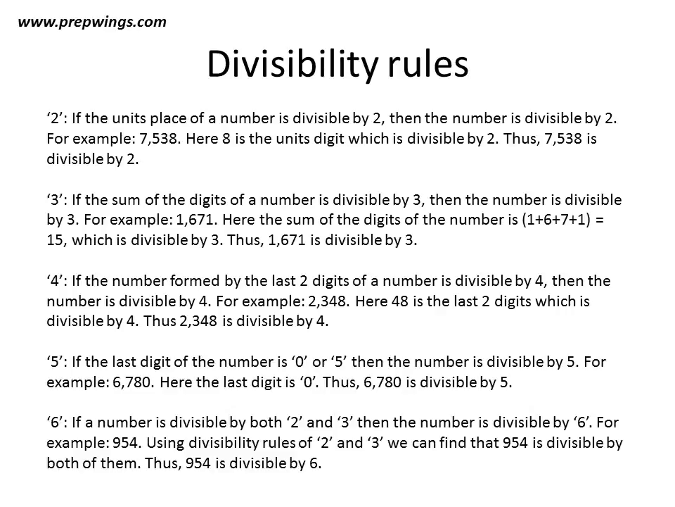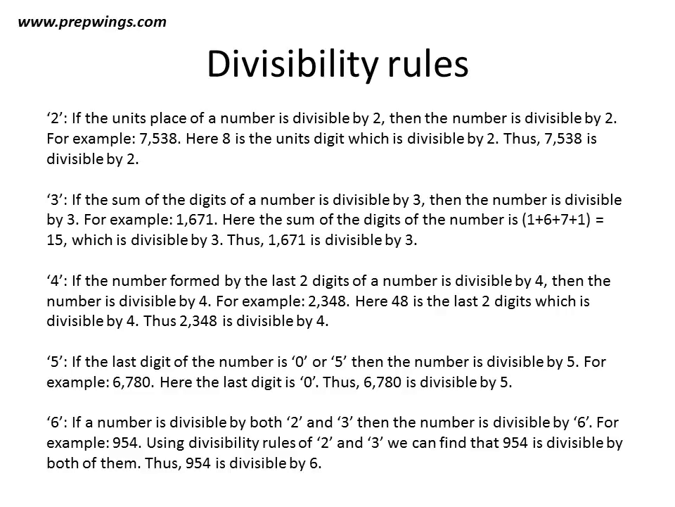Now to check if a number is divisible by 6 or not, what we do is we first see that the number is divisible by both 2 and 3 using the divisibility rules of 2 and 3. So if the number is divisible by both of them, 2 and 3, then only the number is divisible by 6. For example, the number shown here is 954. Now we can use the divisibility rules of 2 and 3 to find if this number is divisible by them or not.